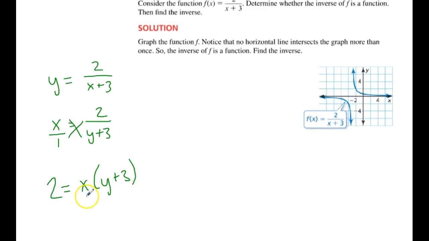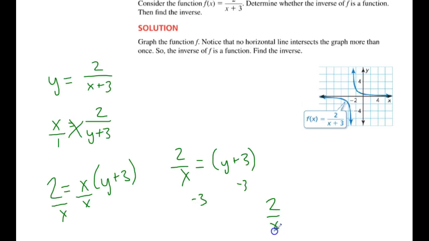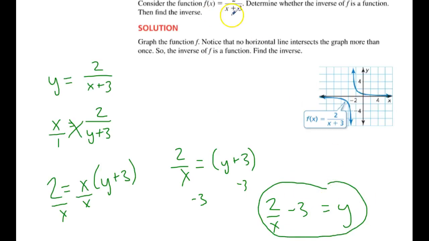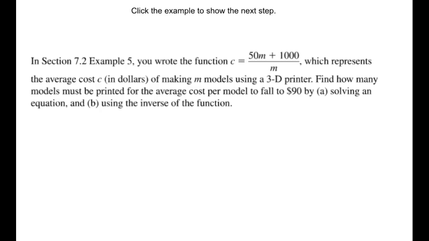Well, I know I'm getting y by itself, so I'm going to go ahead and divide by x, which leaves me with y plus 3 on the right side. So now to get this y by itself, I subtract 3, so I end up with 2 over x minus 3 equals y. So this right here would be the inverse of this function that's given up here. So all I do again is switch my x and my y and then solve for y. And here when I do that, I just end up with a rational equation, and so I can use cross multiplication to get that y by itself.